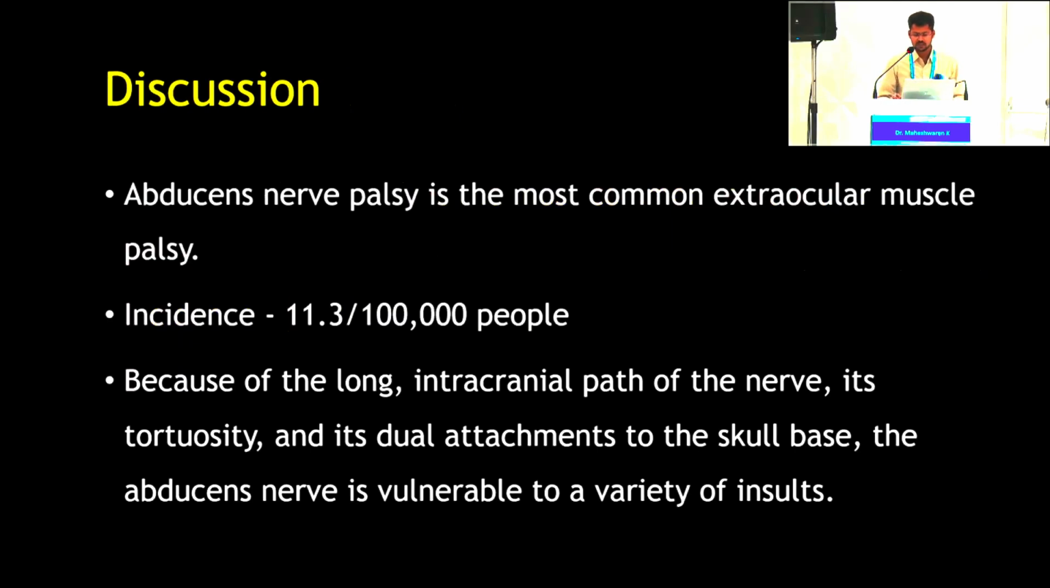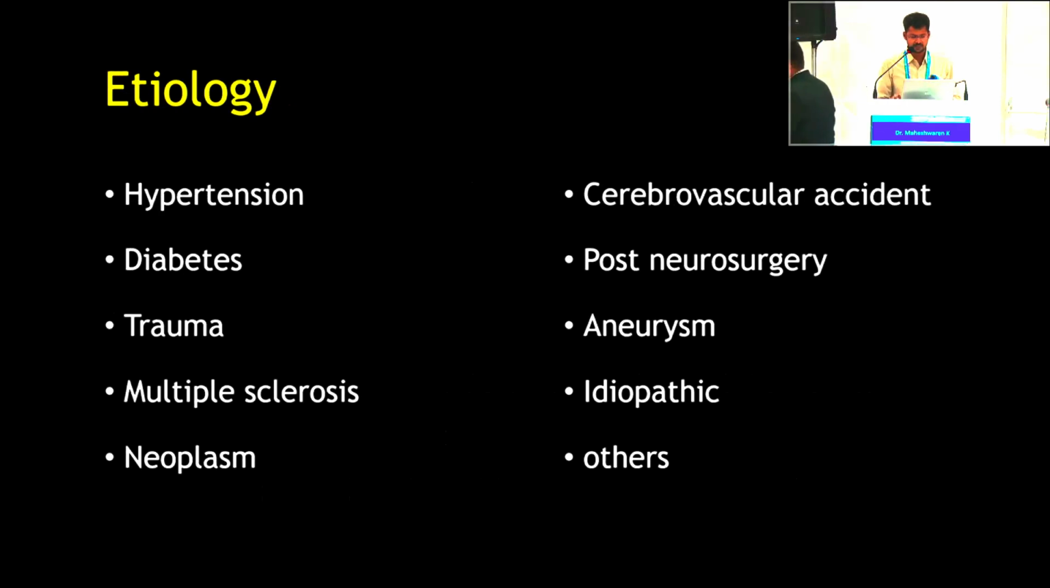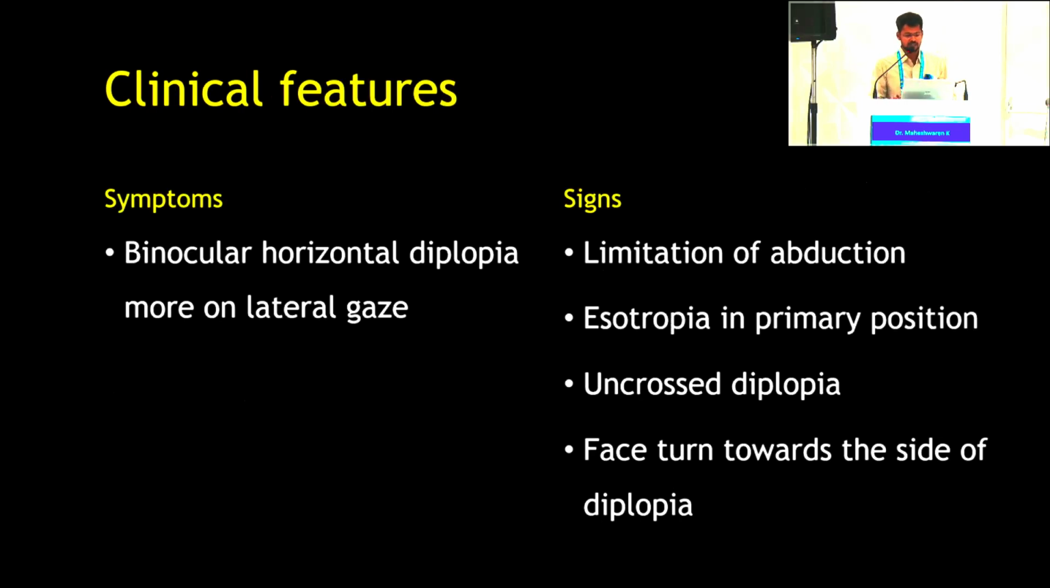And discussion. Abducens nerve palsy is the most common cranial nerve palsy. Due to its long intracranial course and its dual attachment to the skull base, it is more vulnerable to various insults. Etiologies are hypertension, diabetes, trauma, multiple sclerosis, neoplasm, cerebrovascular accident, post-neurosurgery. In my case, the patient is a known case of diabetes, most probably due to the immunocompromised state. Clinical features: symptoms are binocular diplopia with horizontal separation of images, more on lateral gaze. Signs are abduction restriction, uncrossed diplopia, and face turned towards the side of diplopia.